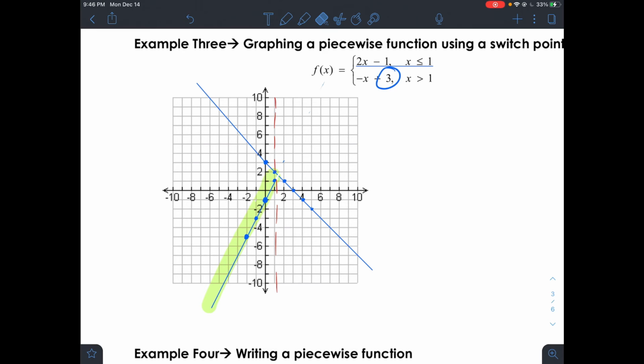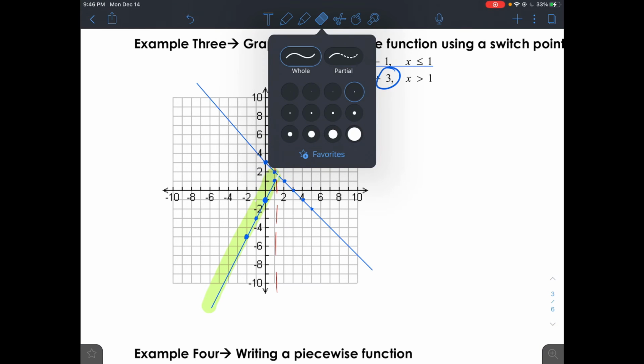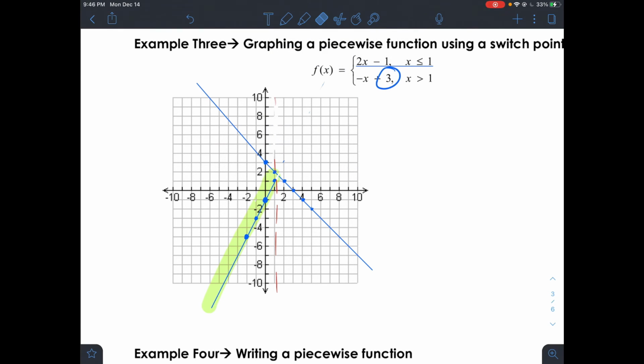So we erase that. And at that specific point now, we have to decide, is it going to be an open circle or a closed circle? All right. And this tells us that this is going to be a closed circle. All right. So we make this a closed circle and we're done.